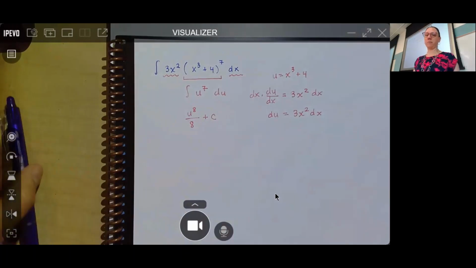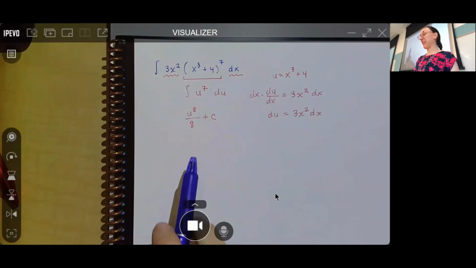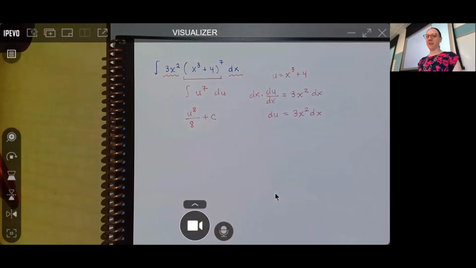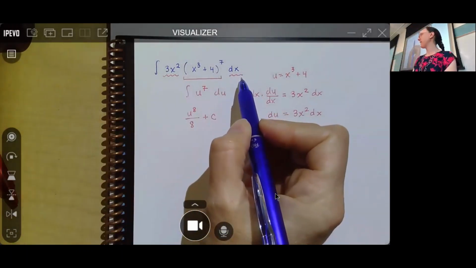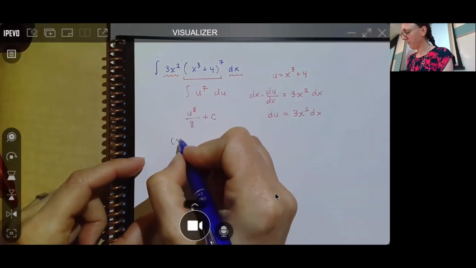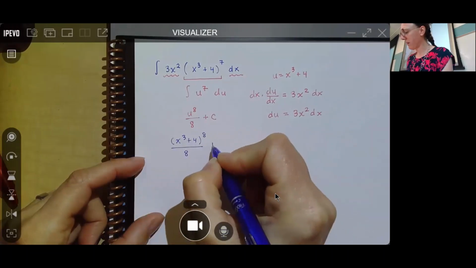But if we were in an ASL class, I'm not expecting to get to tell the teacher my answer in spoken English. I'm going to have to translate that back to the language the question was asked in. And so the language that the question was asked in is the language of x's, and I'm going to translate that back to the language of x's. So this is going to become x cubed plus 4 to the 8th over 8 plus a constant.